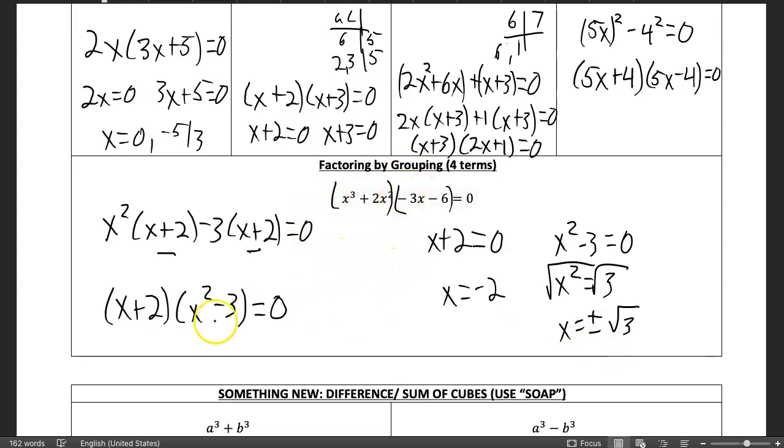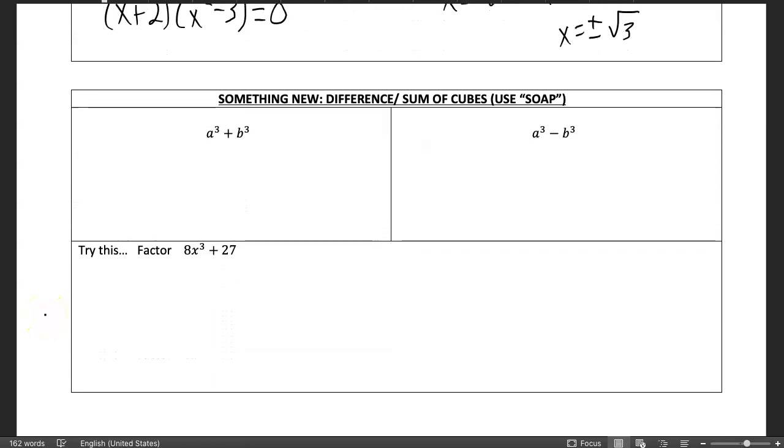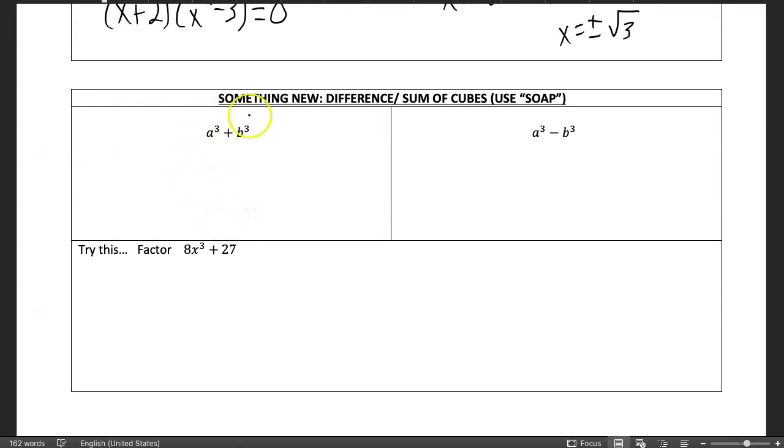So that's a slightly new one. Now we have one that's entirely new. It's called the difference or the sum of cubes. And if we look at these, we see we have a cubed plus b cubed. What does this become? Well, it becomes a plus b times a squared minus ab plus b squared. And you might be saying this is really confusing. This is where we use SOAP.